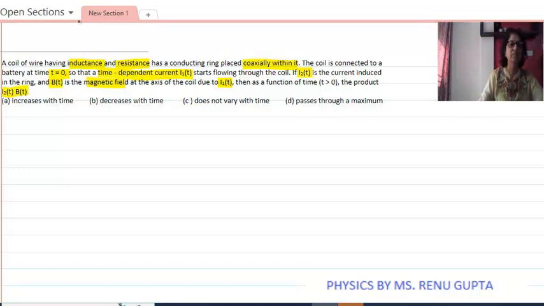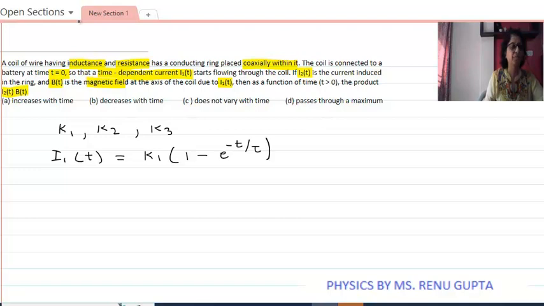So now here, first of all, there are variables, that is magnetic field is induced, current I2 is induced. So we consider constants K1, K2 and K3 at different points. Now the current I1 at any time t, since the current is given, there will be induction in the coil. So the rate of growth of current will be given by K1 into 1 minus e to the power minus t upon tau.